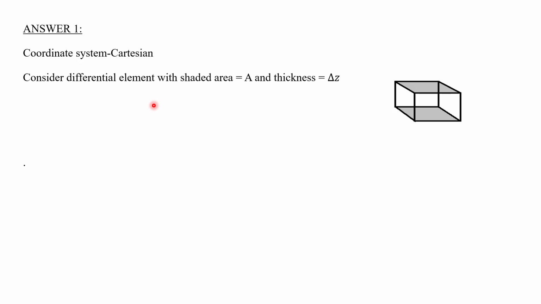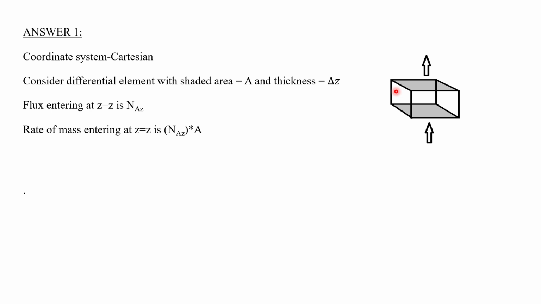So we'll start with the coordinate system. We will consider a Cartesian coordinate system because it is easier and fits our geometry. We consider a differential element with the shaded area. The shaded area shown is A, and this one too. This is the thickness, delta Z. Flux entering at Z equal to Z: this face we consider as Z equal to Z. The flux entering through this face will be NA computed at Z.